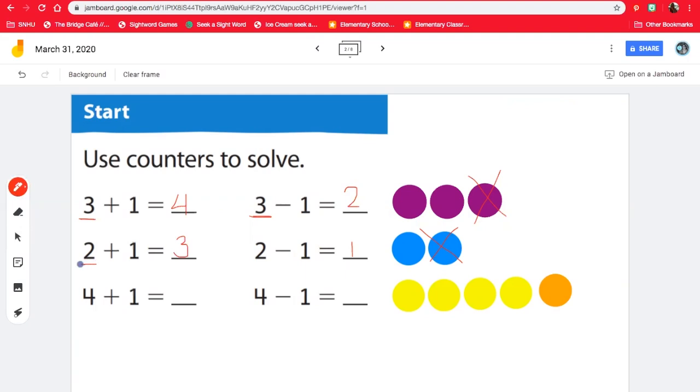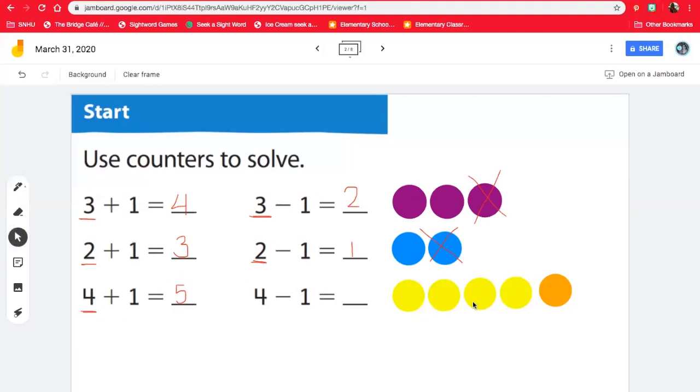We started with 2 and added 1. So 1 more than 2 is 3. We started with 2 and we took away 1. 1 less than 2 is 1. Let's look at our next one, 4 plus 1. I see 4 yellow counters and 1 orange counter. So that means we can put 4 in our calculator and count on by 1. So we have 4, 5. 4 plus 1 is 5, or 1 more than 4 is 5.